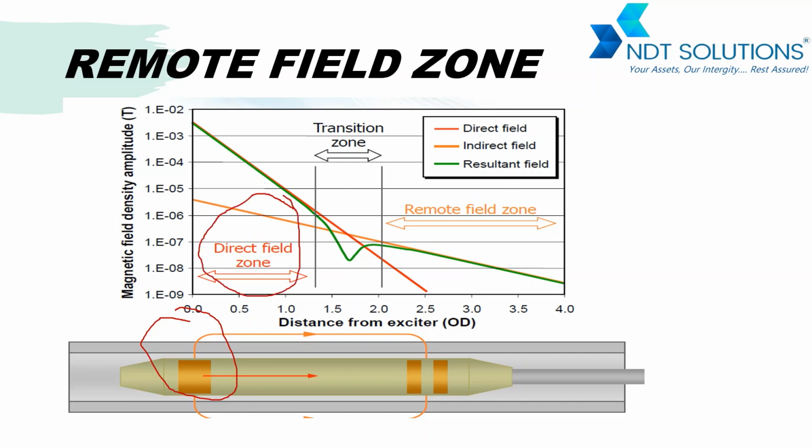In that case, that magnetic field is not homogeneous in this range, till here. The secondary magnetic field is very dominant, so we cannot use it for the inspection.